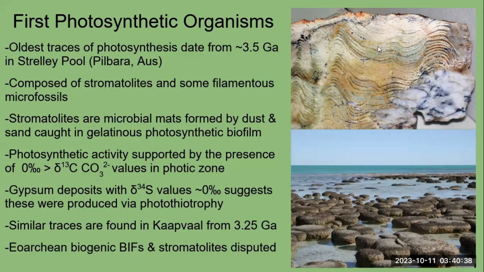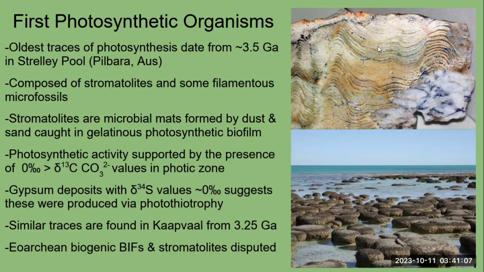Stromatolites are microbial mats formed when sand and dust gets caught in a gelatinous microbial biofilm and becomes cemented. The reason these stromatolites are believed to have been formed by photosynthetic organisms is that the carbonates in what would have been the photic zone are depleted in carbon-13. This means that the carbon was likely used to produce organic matter by photosynthetic organisms and was then remineralized by respirers as carbonate.